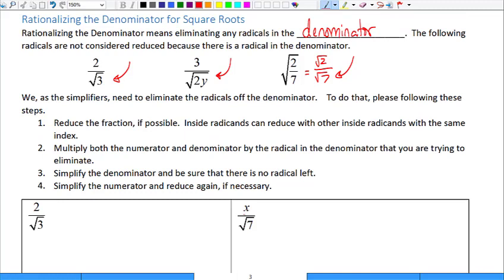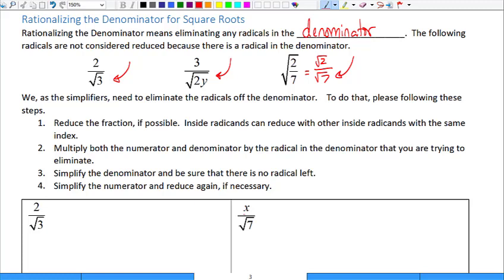Step 2, multiply both the numerator and the denominator by the radical in the denominator that you're trying to eliminate. This will provide you with a perfect square on the bottom, and it makes the denominator into something that is not a radical or a whole number. Then you want to simplify the denominator and then simplify the numerator. So let's go ahead and try this.